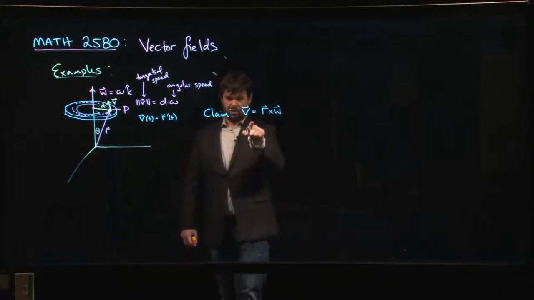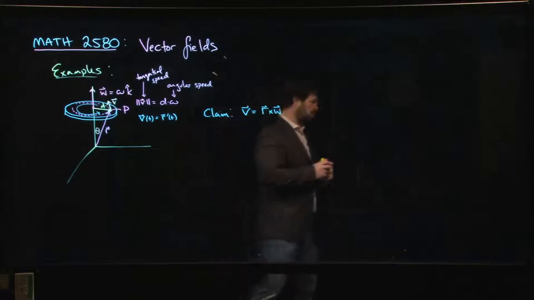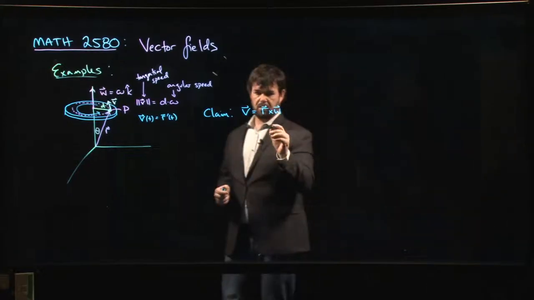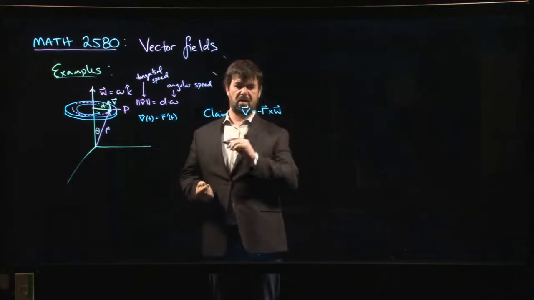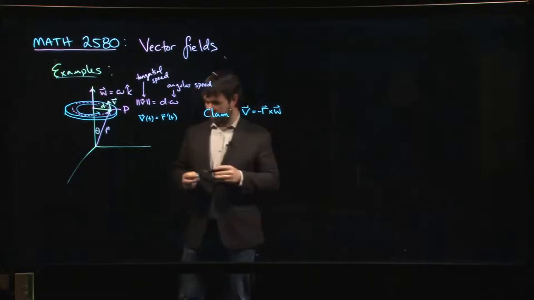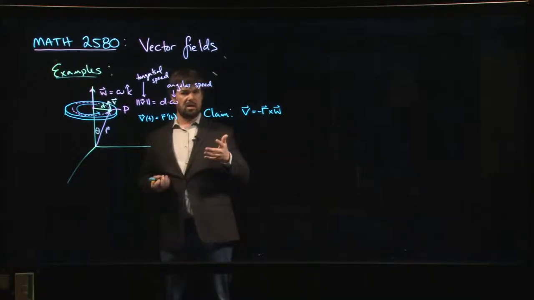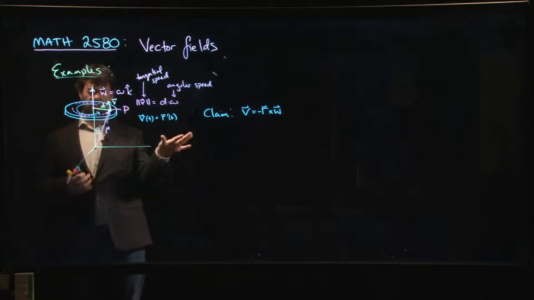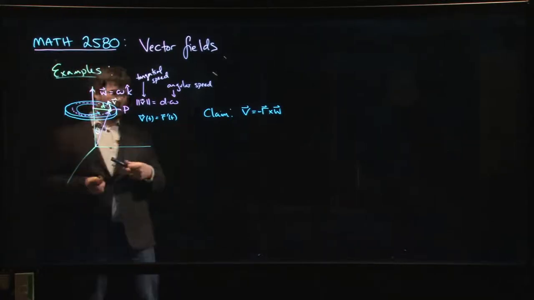Let me double check. I want to make sure it's not supposed to be omega cross r. I might have got that wrong. Just double checking. Oh, I totally got it wrong. It's the other way around. Okay. Well, put a minus sign out front. That fixes it. Now that sign only really matters in terms of clockwise versus counterclockwise. It's a right-hand rule thing, right?